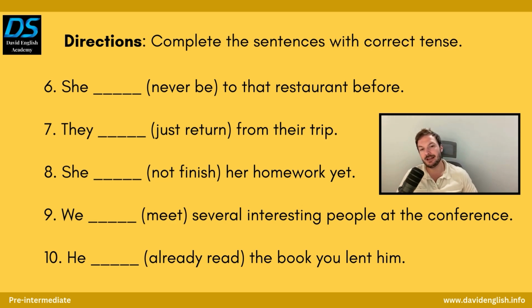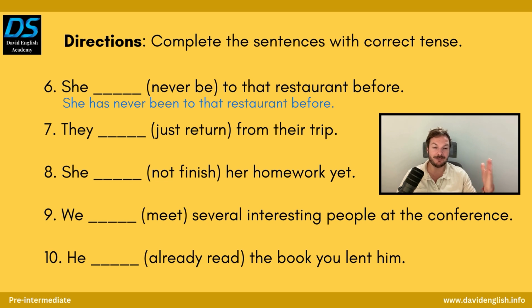6, she never been to that restaurant before. Again, I think this is about her life and her experience. So I'm going to say she has never been to that restaurant before in her life or until now. 7, they just returned from their trip. The word just is usually a key word for present perfect. I'm going to say they have just returned from their trip.